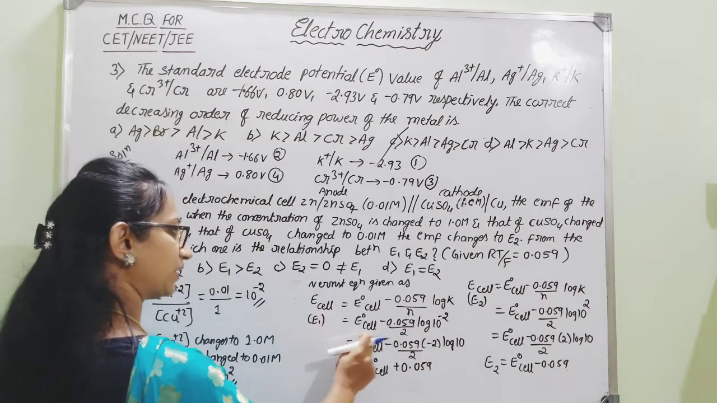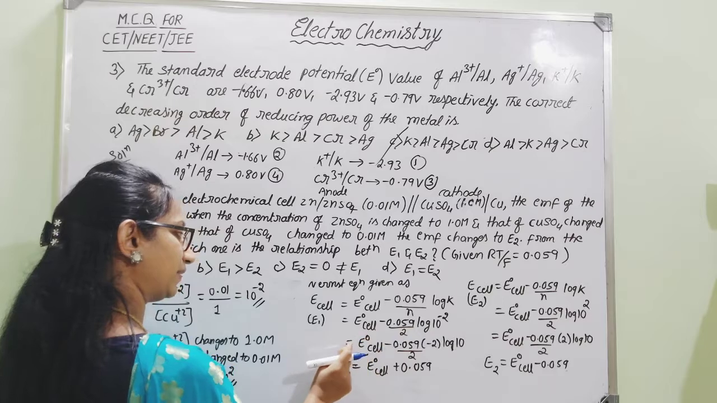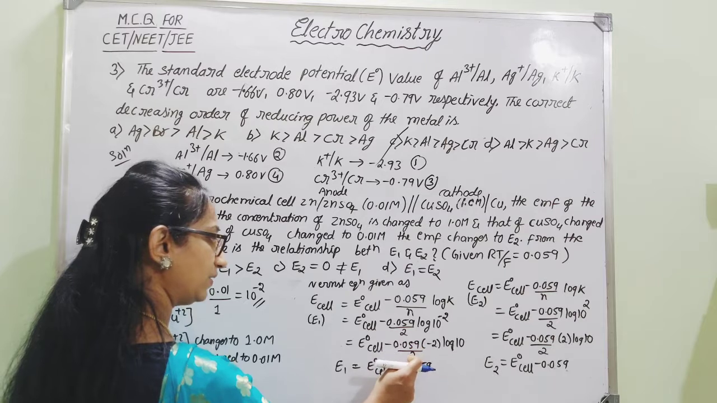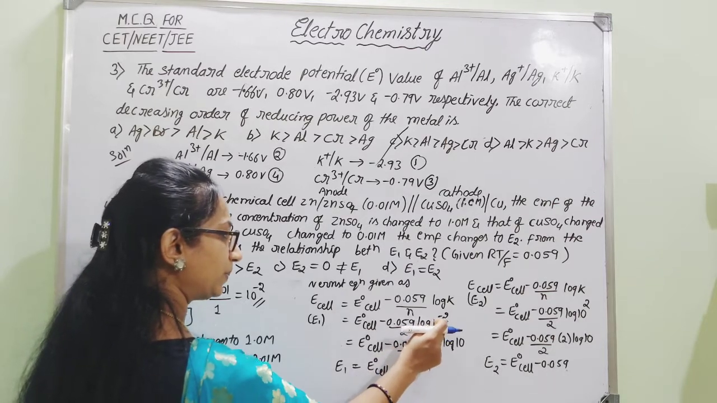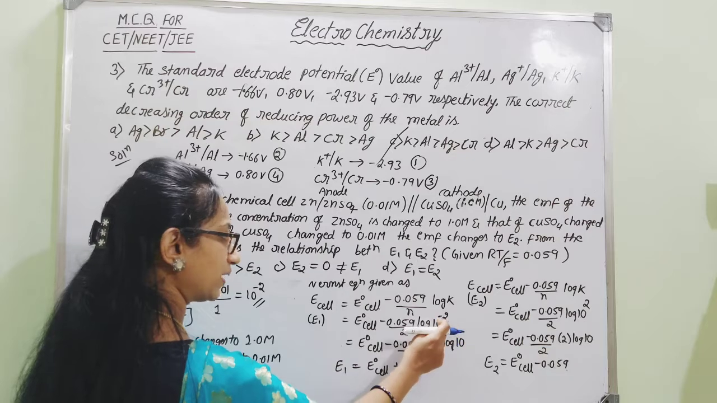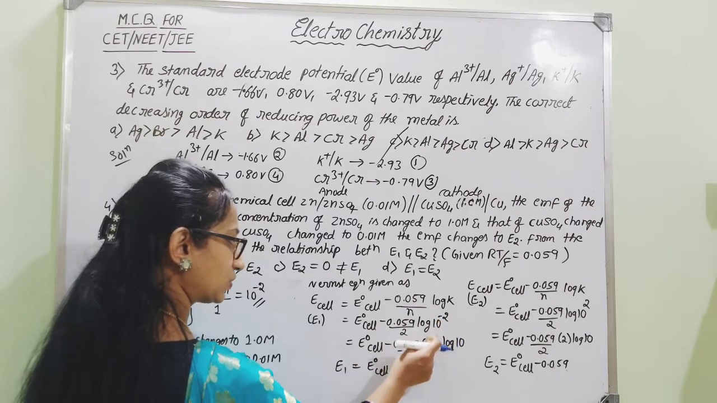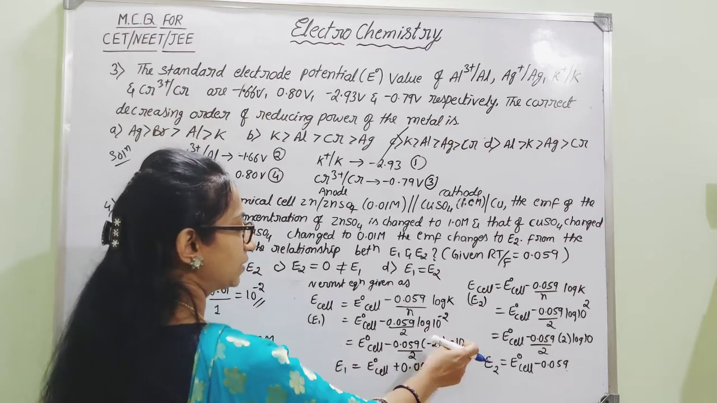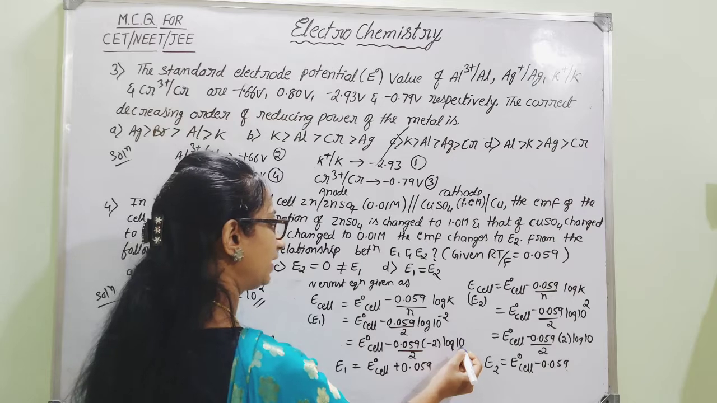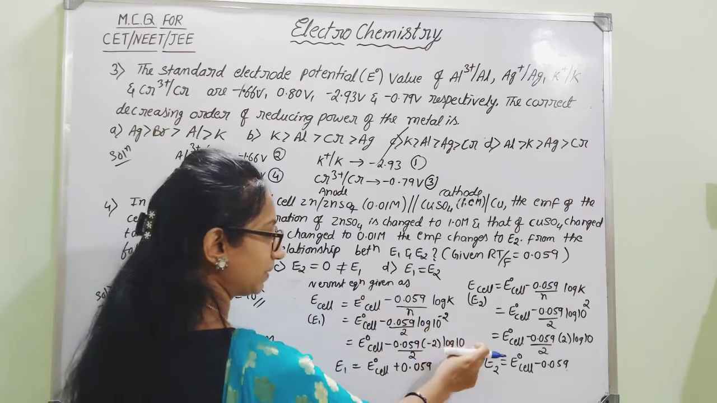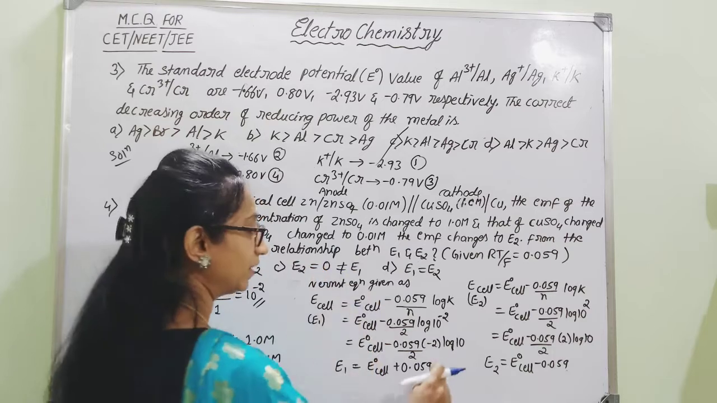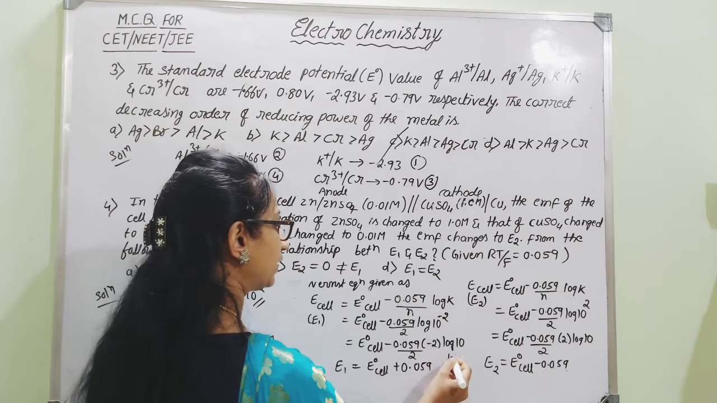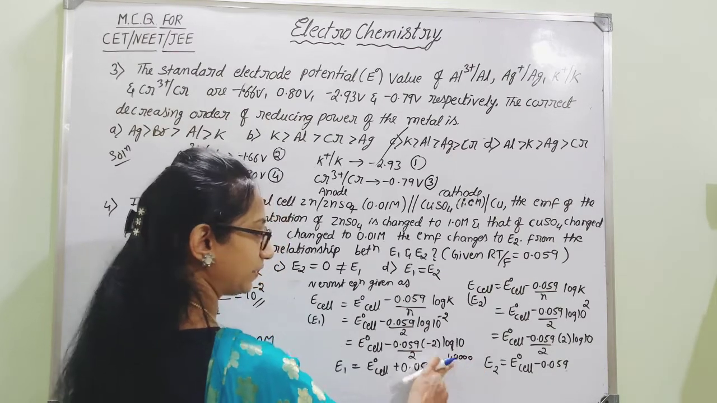Now we substituted the K value in the cell expression. What do you get now? E naught cell minus 0.059 divided by 2 log of 10 power minus 2. Log m to the power n becomes n log m, so we have minus 2 log 10. You know the log 10 value: log 10 is 1. Log of 10 to the power 0 is 0.000; the characteristic comes from subtracting 1 from the number of digits. Since there are 2 digits, 2 minus 1 is 1, so you get 1.0000, which is nothing but 1.